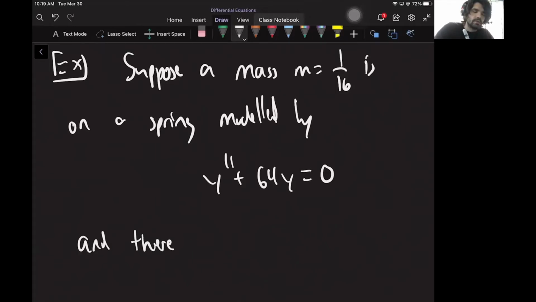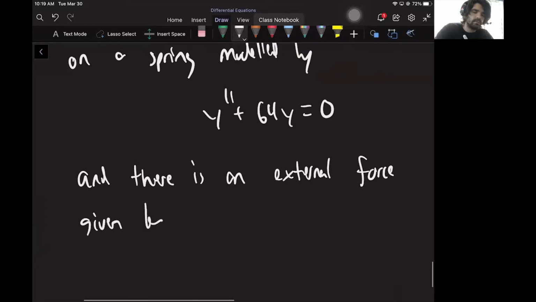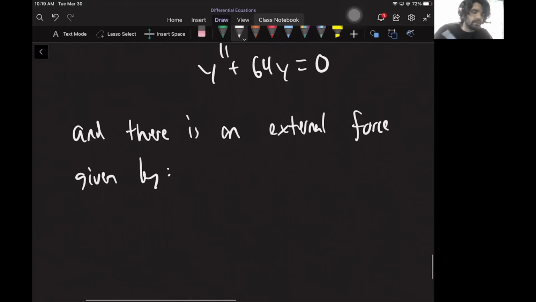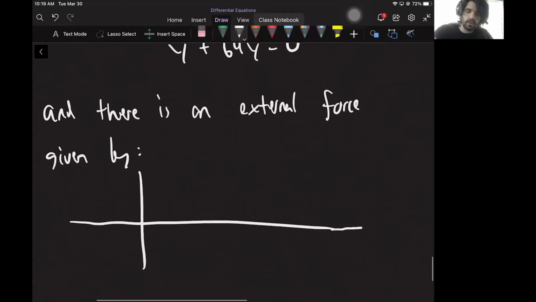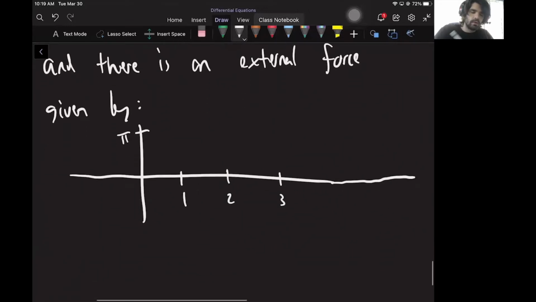And then there is this external force given by, so this is going to go on the right. This 1 over 16 is just going to make the numbers nicer later. Okay, so here's the external force. I'm just going to draw a graph of it. And it's something you could quite easily imagine existing in the real world. So it's some sort of machine that just every 1 second, or I guess every 2 seconds, as we'll see, just sort of does this force and then jumps and starts over. So it's going to look something like this.